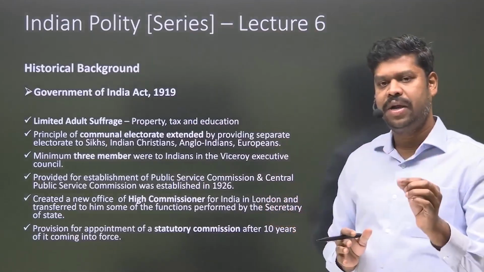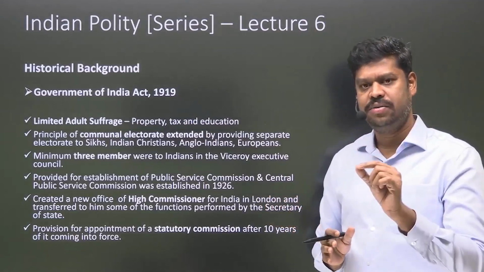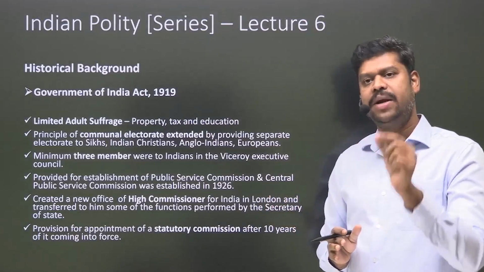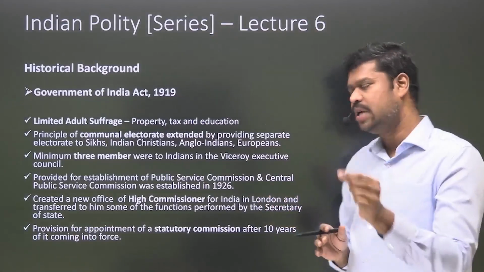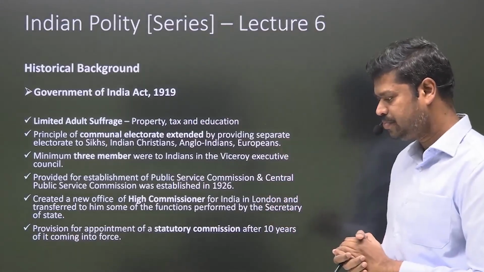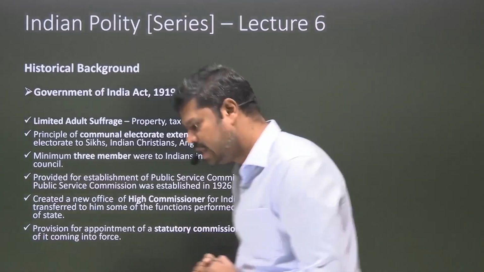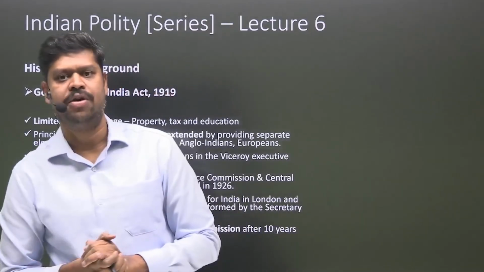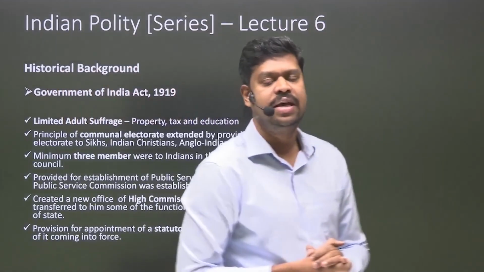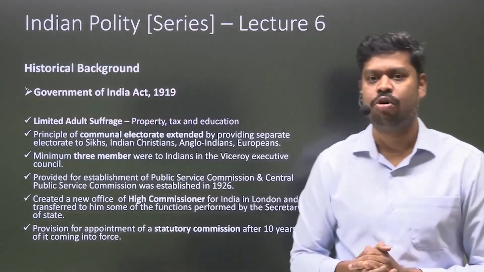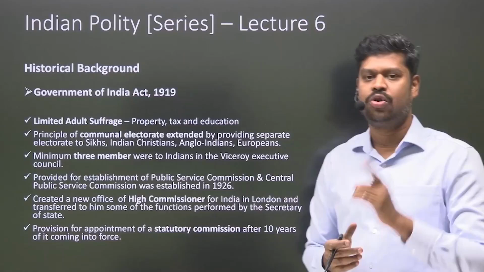So I'm just repeating it. Although there was a system of direct election, it was on the principle of limited adult franchise. And another important development that happened during the Government of India Act 1919 is they expanded the scope of what is called communal electorate.